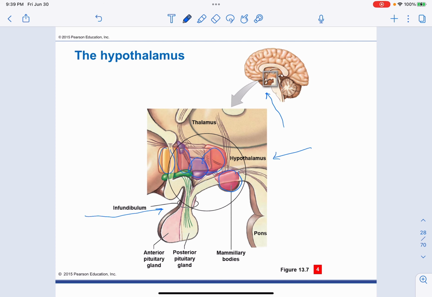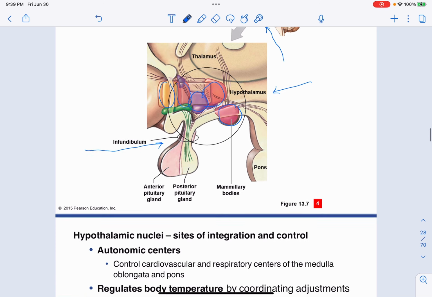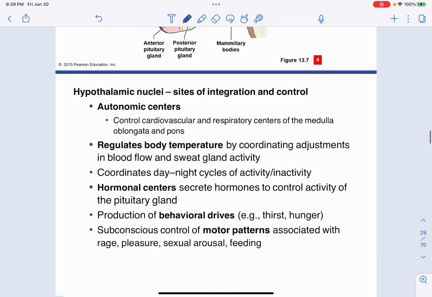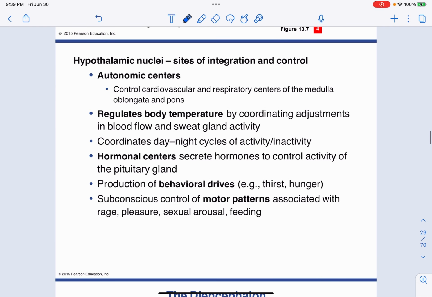So what is the hypothalamus doing? So the better question for the hypothalamus really is, what is the hypothalamus not doing? So when it comes to basic functions for survival and basic living, the hypothalamus is the master controller.